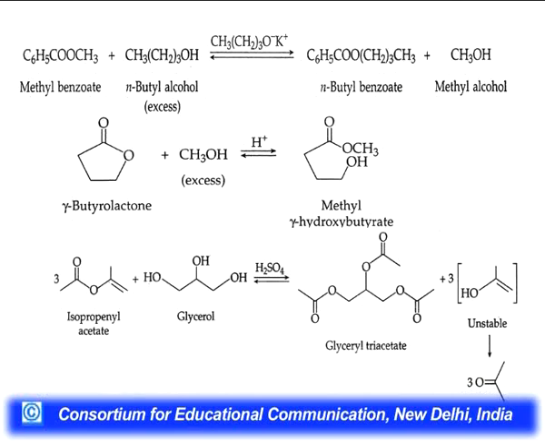Another example is methyl benzoate, which when it reacts with normal butyl alcohol, we take the alcohol in excess to shift the equilibrium towards the product, that is towards the normal butyl benzoate. Next reaction is the gamma butyrolactone. Again we are taking the excess of methyl alcohol to shift the equilibrium towards the product, that is methyl gamma hydroxybutyrate. Next reaction is the isopropenyl acetate with glycerol to give the triglyceryl acetate along with acetone.